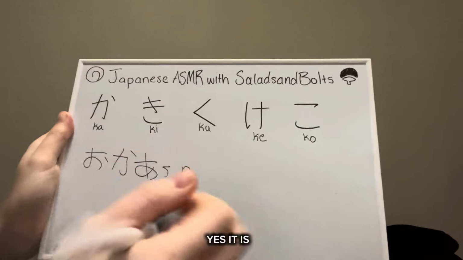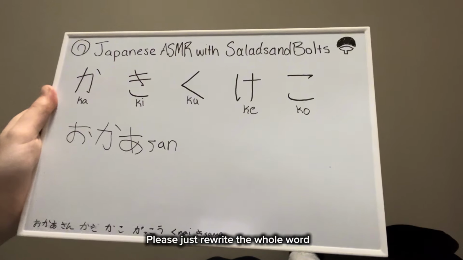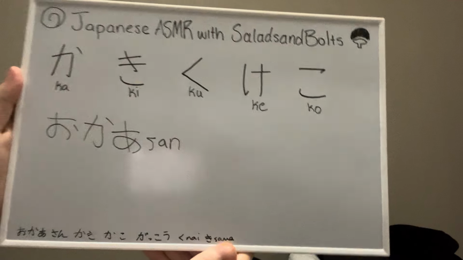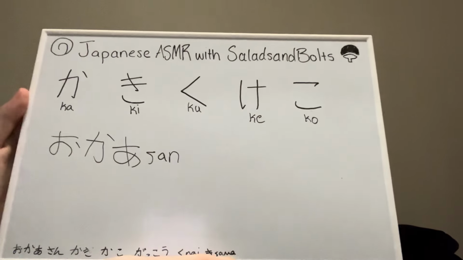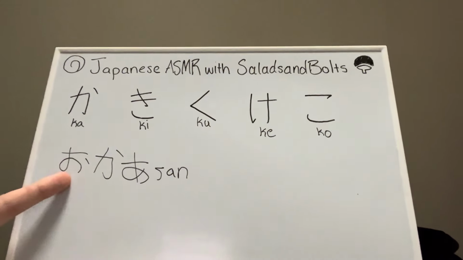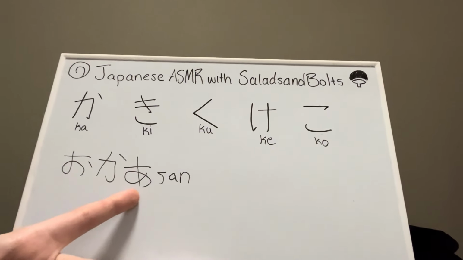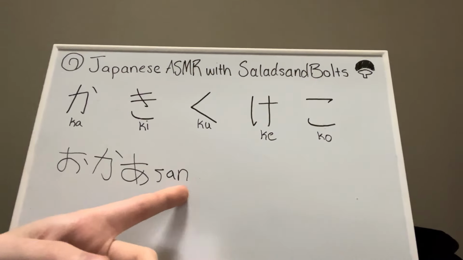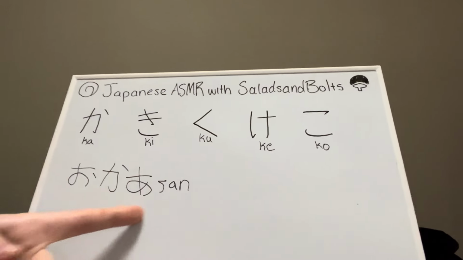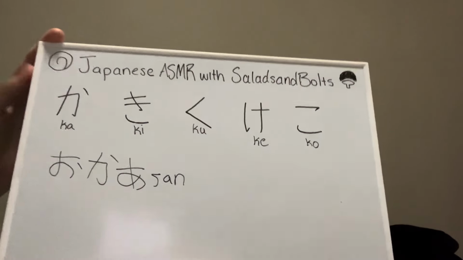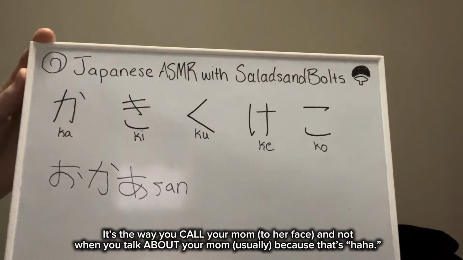It's very hard to do this from the side. So this is the first word. Do you remember these characters? O, ka, a, san, okaasan. Okaasan is mom. So now you can say, Mom, I need this.